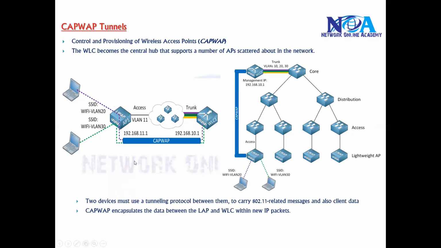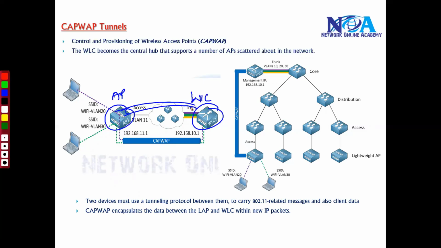Now, what exactly will these CAPWAP tunnels do? The two devices here, the access point and the WLC, build the CAPWAP tunnel. That is your tunneling protocol. CAPWAP is a tunneling protocol which carries the 802.11 related messages and the client data. As I said, it encapsulates the data between the access point and the WLC within IP packets. Now, how exactly does it work?